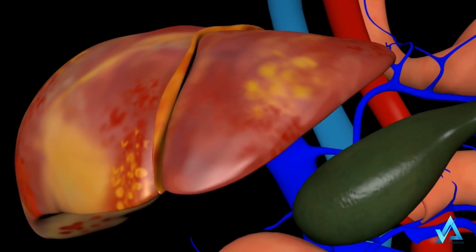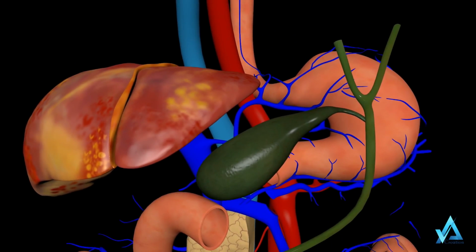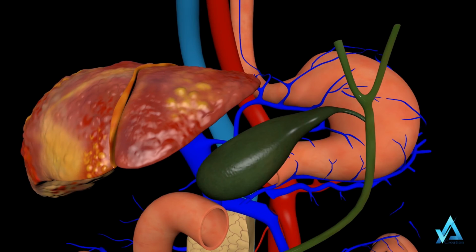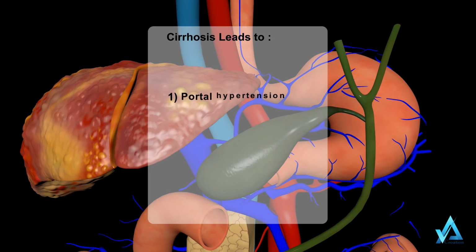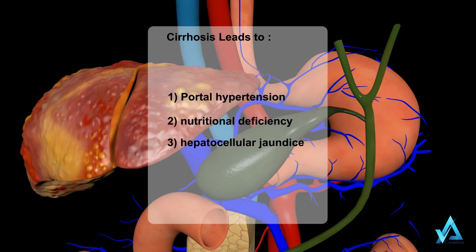Liver disease leads to progressive scarring and destruction of liver tissue, the final stages of which are called cirrhosis. In cirrhosis, the flow of blood and bile is obstructed, leading to portal hypertension, resulting in ascites, nutritional deficiency, and hepatocellular jaundice.